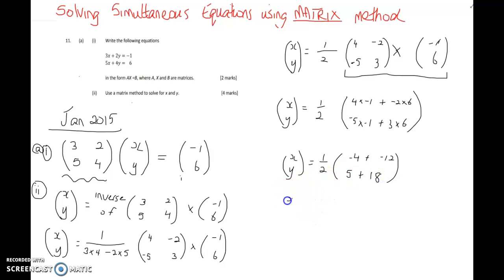So now let's simplify this. Put your half outside. So negative 4, remember the plus and the minus will become a minus, so negative 16. And then we have 5 plus 18, which will give us 23. So just simplify the bottom there. A half of the matrix negative 16, 23.